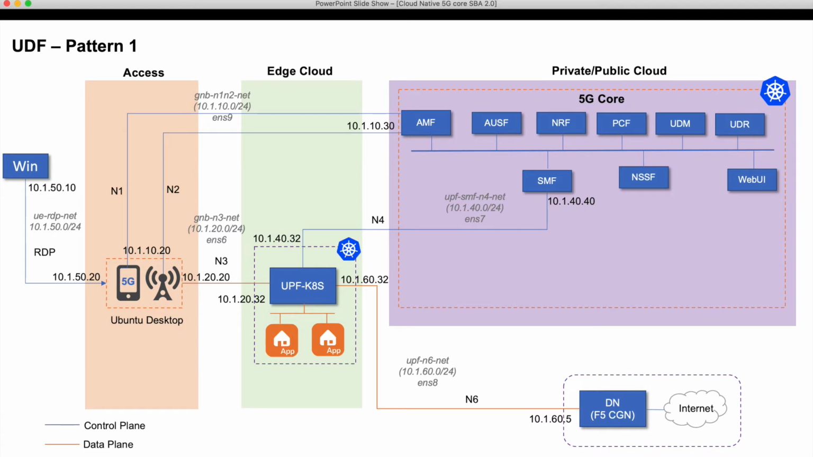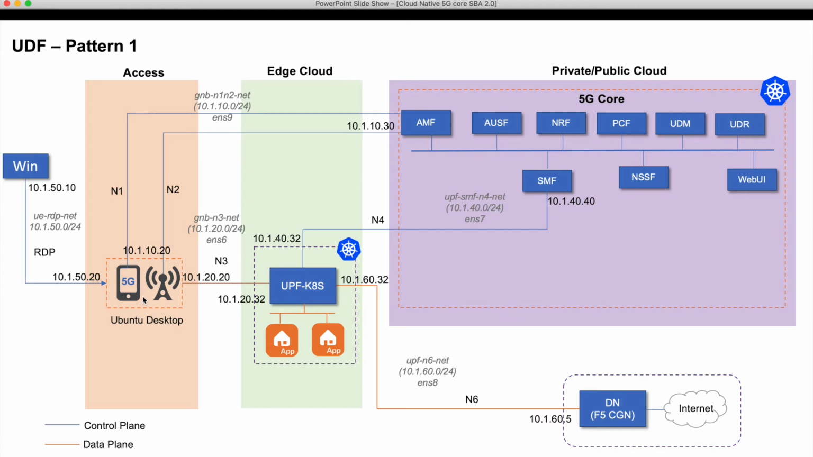There are two patterns that I've developed in this UDF. This is the first pattern. Let me go through quickly how all these things will hook up. So basically, I had one of the Ubuntu desktops act as the user equipment and the gNodeB. So the UERANSIM is going to run on this Ubuntu desktop server. And on this Ubuntu desktop server, there's no default gateway setup.